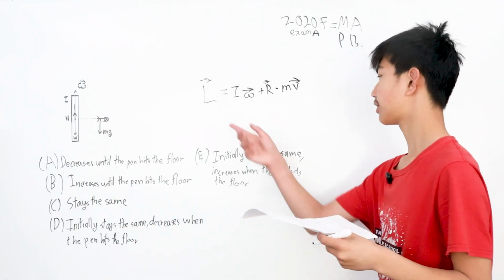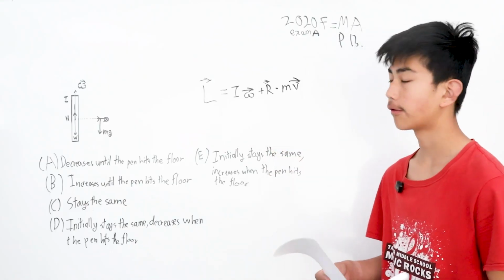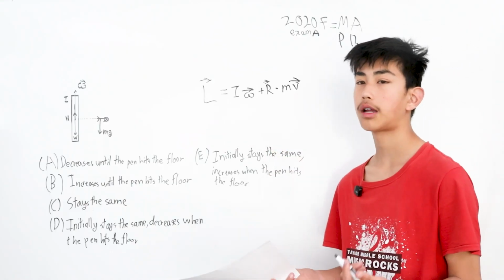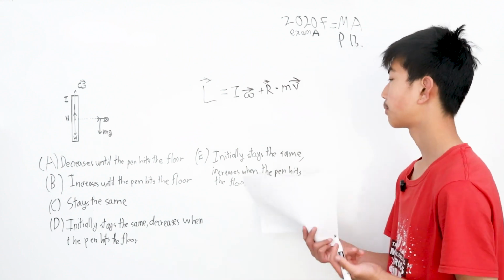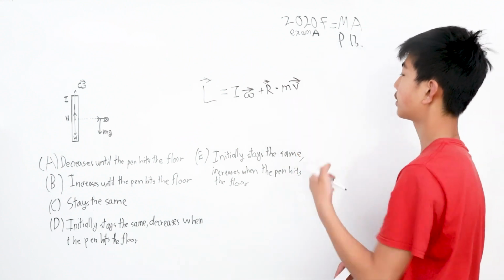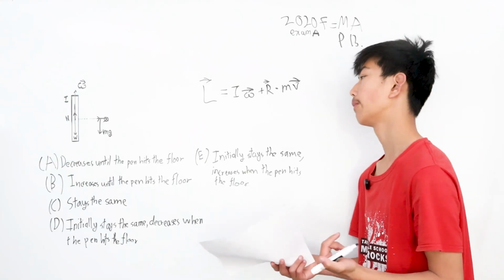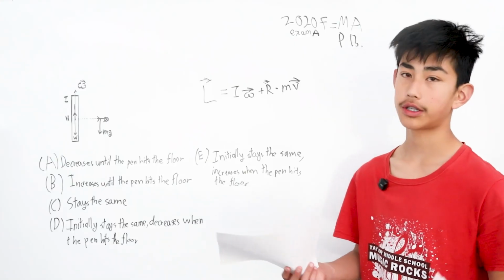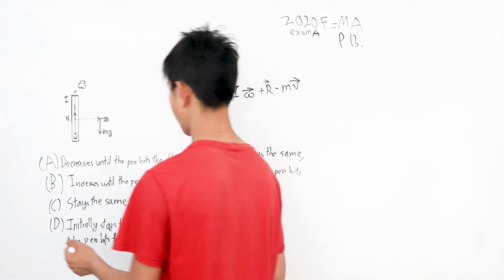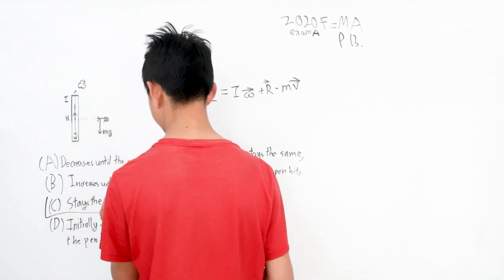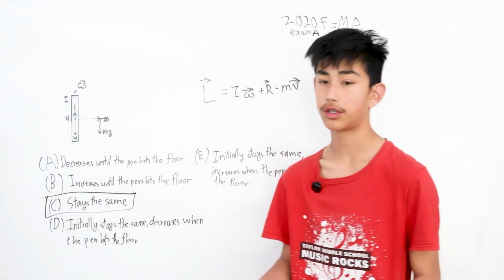This equation shows that the forces are only in the vertical direction. The external forces are perpendicular to this, the vertical, so therefore it stays the same because there are no other forces acting on it. Therefore, answer choice C is our answer for this problem.